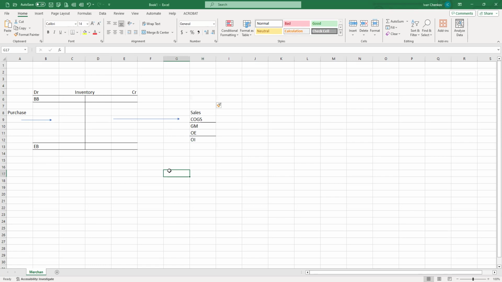From the inventory account. So what is the basic equation for the T account? The basic equation is very simple. Beginning balance plus the debit is always equal to credit plus ending balance. Make sense? Sounds right, right?